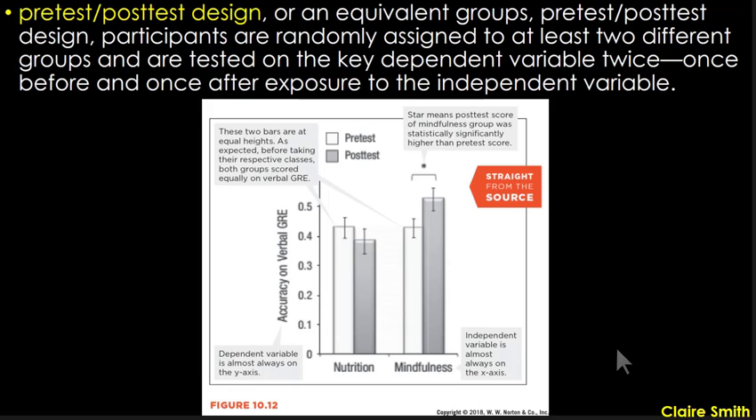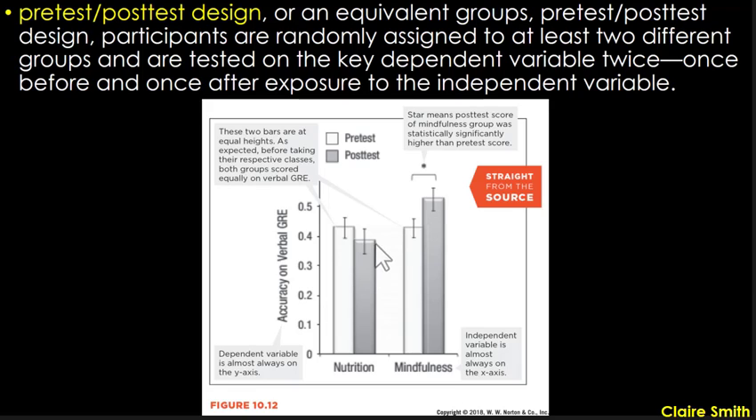So this was actually a study that was done. These are the results from it. So the white bars here were the pre-test scores on the verbal GRE. So you could see at the start, the nutrition group and the mindfulness group, before they were exposed to their experimental condition, they scored pretty similarly, right? The average of the scores was pretty much equal. And then they were exposed to the class, and then they took a post-test, and you could see the accuracy in the nutrition class decreased, mindfulness class increased.